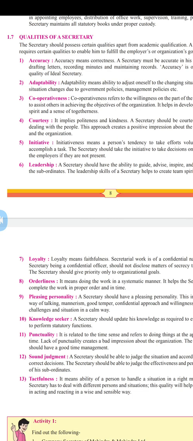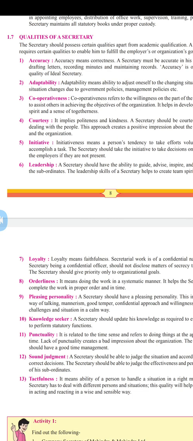Then loyalty. Loyalty means faithfulness, because the secretary knows each and everything about the organization, about the employer. That's why he should have the quality of loyalty. That means secretarial work is confidential in nature. A secretary has knowledge of many confidential matters. He should not disclose these matters to anyone. He must be loyal and give top priority only to the organizational goal. He is a secret keeper.